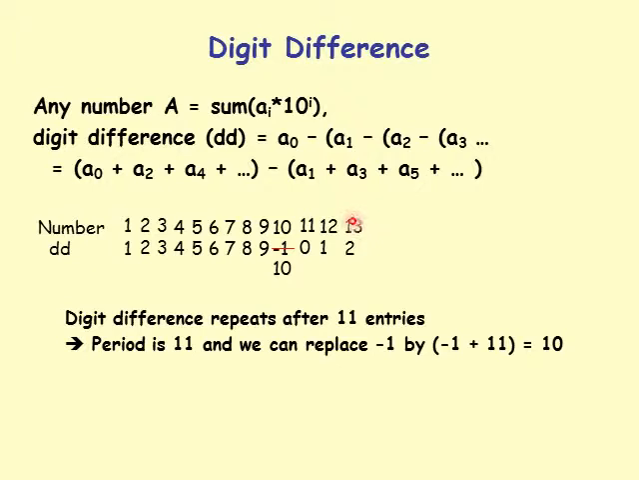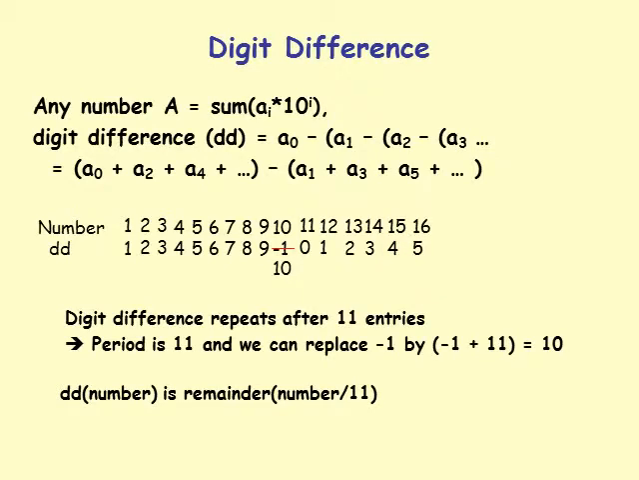Digit difference is 3 minus 1, which is 2. With 14, it's a 4 minus 1, which is 3. 15 is a 5 minus 1 is a 4. 16, it's a 6 minus 1 equals 5. Okay, and you can verify for yourself that numbers in the digit difference row are the remainder when the corresponding number in the first row is divided by 11. Okay, so dd of a number is the remainder when the number is divided by 11.